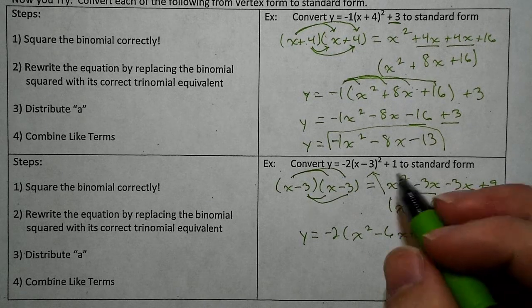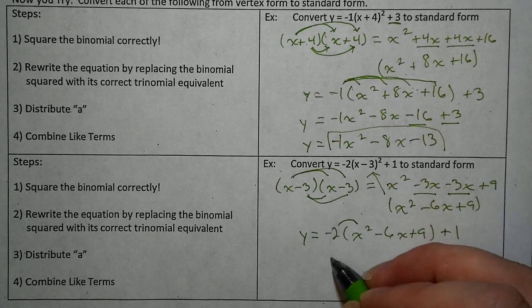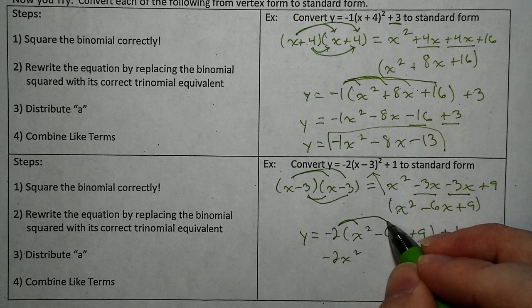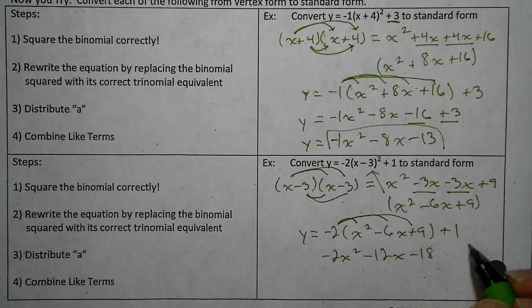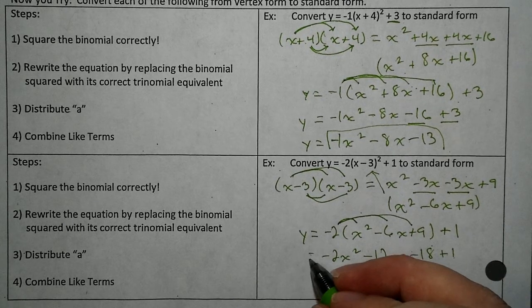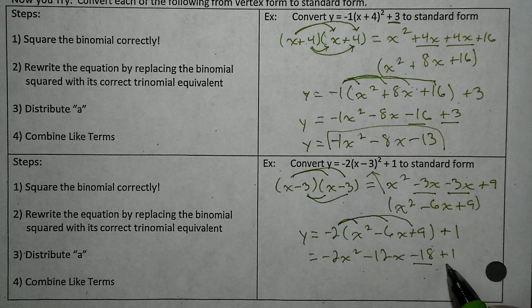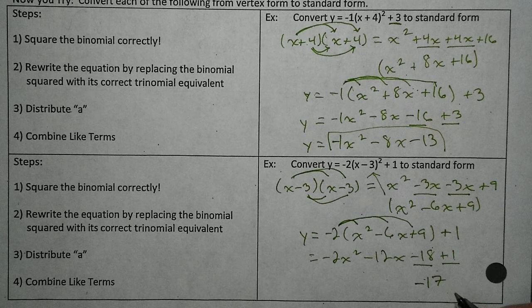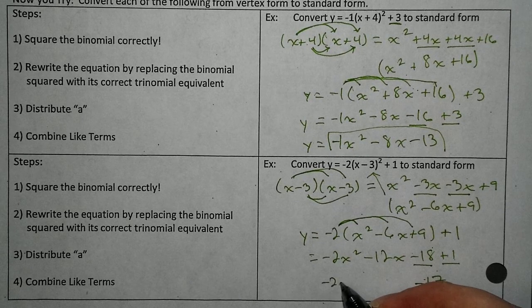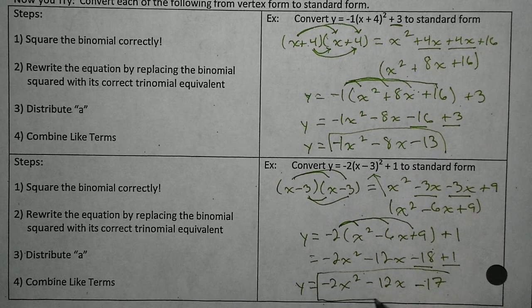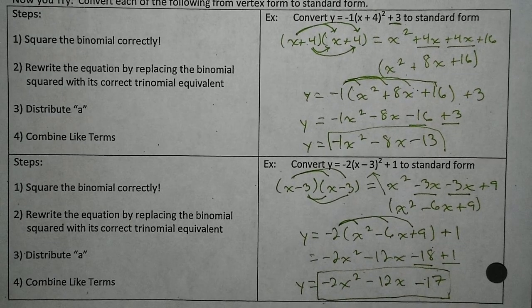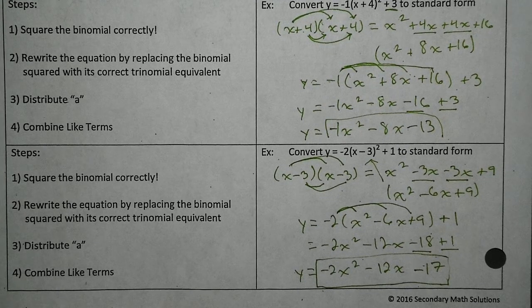Now we need to distribute. So negative 2 times x squared, negative 2x squared. Negative 2 times negative 6, negative 12x. Negative 2 times positive 9, negative 18. We still have that plus 1. Combine our like terms. Negative 18 plus 1 is negative 17. Bring everything down. So we would get y is equal to negative 2x squared minus 12x minus 17. I'm going to pause the video here and then give you directions on your assignment.